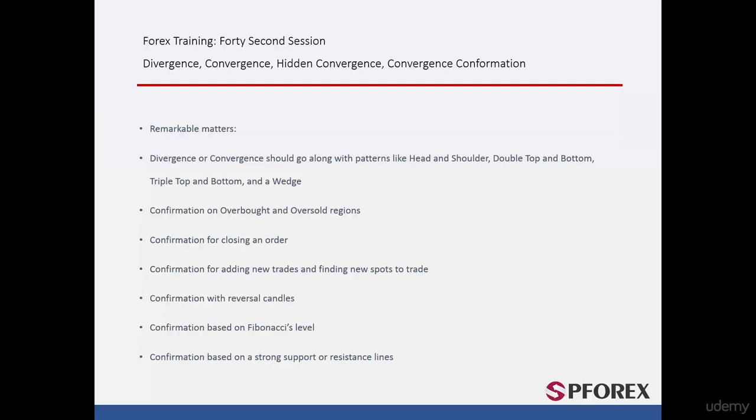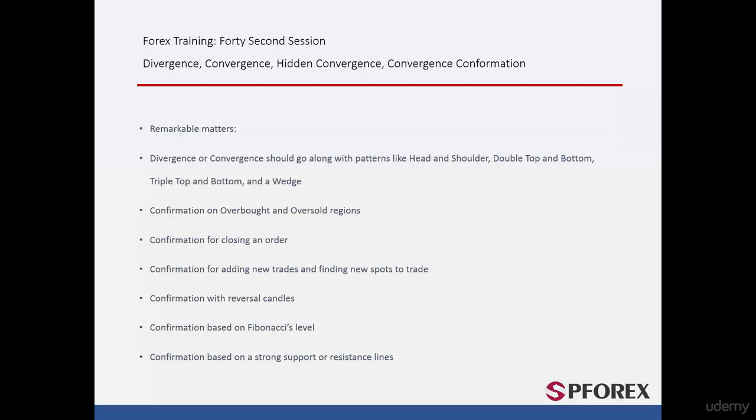Divergence and convergence confirm that a trader must close orders which have the same direction as the market trend. If there is a short reversal swing on a long trend, convergence and divergence can be exploited to detect points for placing orders with the same direction as the long trend.